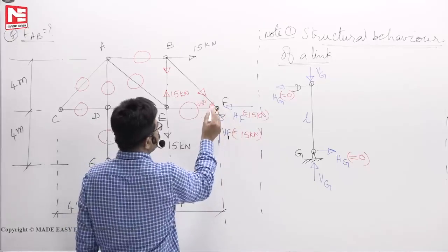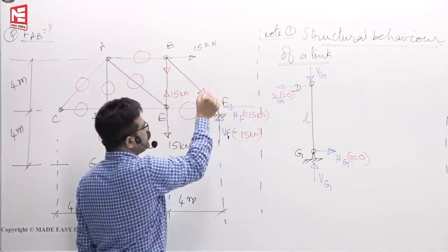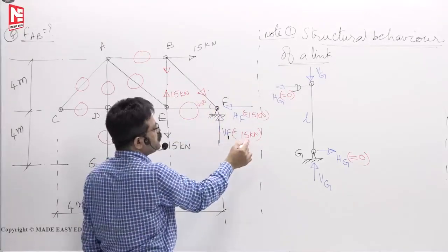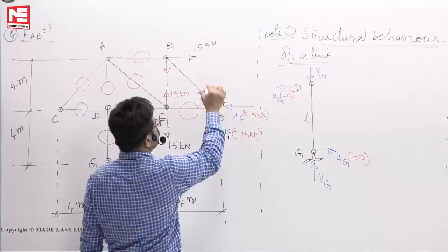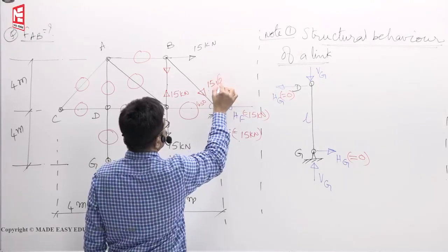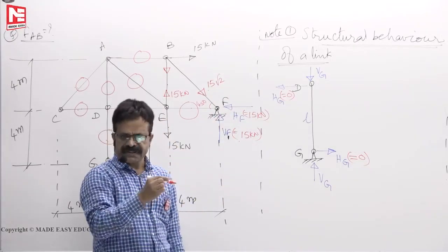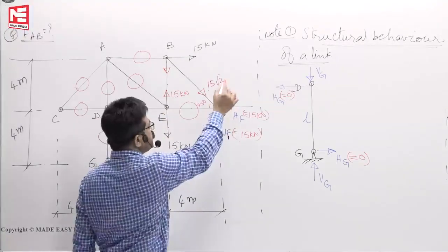Now you see this value, F sine 45 must be 15. Some force F into sine 45 is the vertical component. Minus F sine 45 plus 15 is equal to 0. So F is 15 by sine 45, which means 15 root 2. In the exam, first you write 15 by sine 45. Next line, sine 45 is 1 by root 2. Then back substitute, then you write it as 15 root 2.